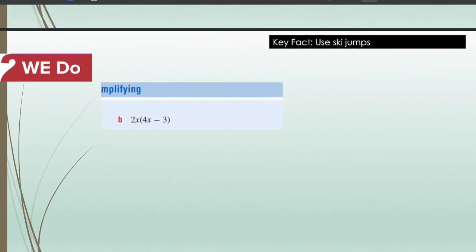I'll get you guys to have a go at this one. The difference here is that we have an x outside the brackets and in the brackets. You just have to be careful here that when you're multiplying x and x, the result is x squared.